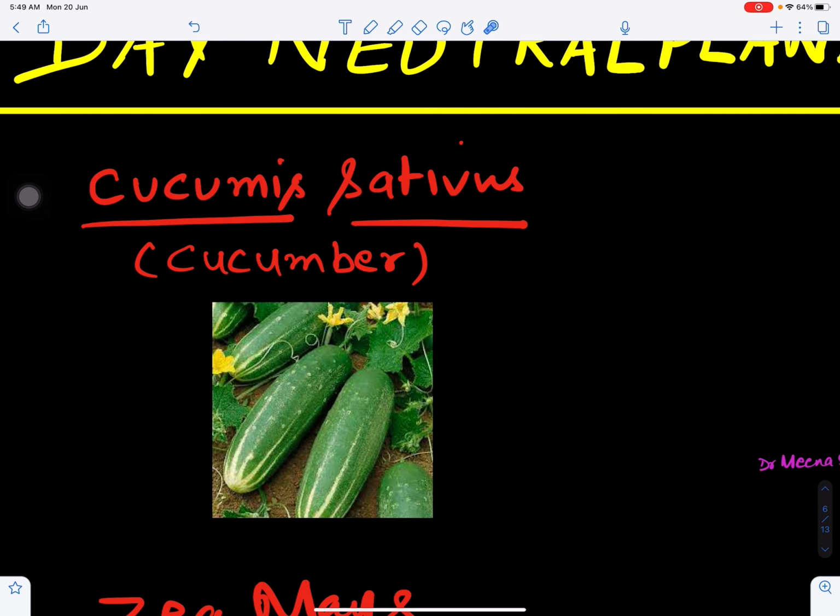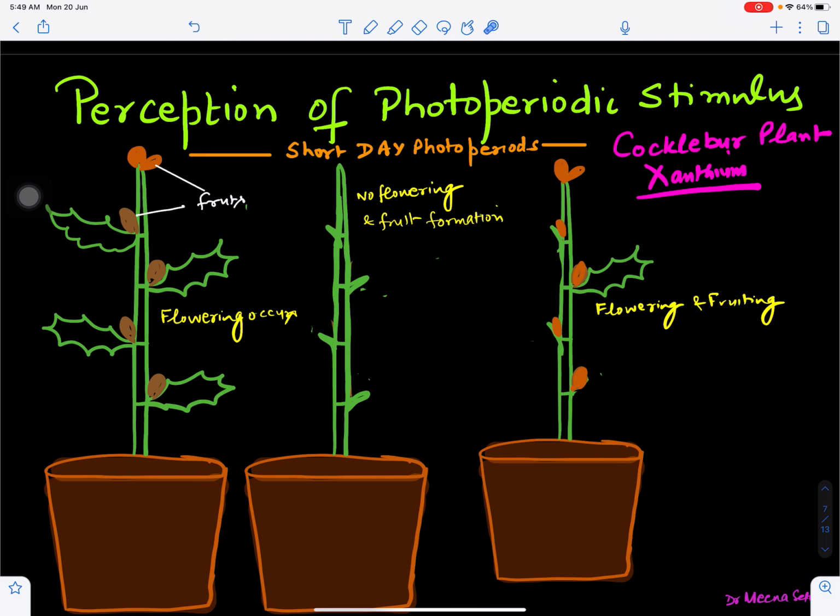So which part of the plant is responsible for perceiving the photoperiodic stimulus? When we are exposing the plant to light, whether it is short day or long day, which part of the plant is receiving the stimulus of light and is responsible for the flowering? So we'll discuss with the help of certain experiments. This is called perception, or receiving of the photoperiod stimulus. So here we'll discuss. Now this plant is Xanthium strumarium.